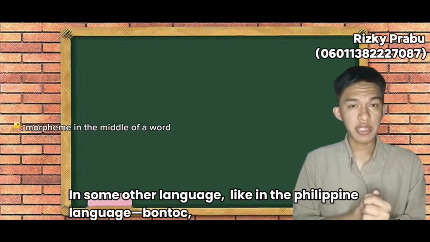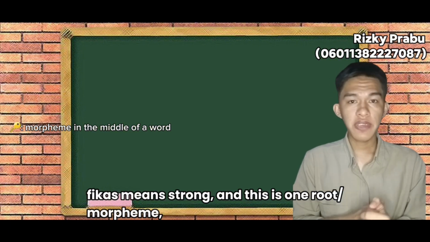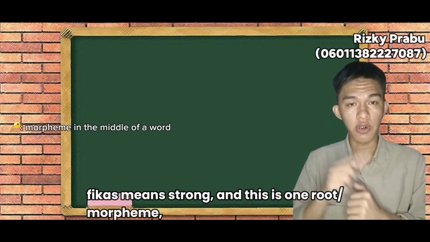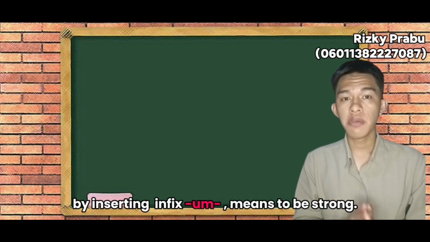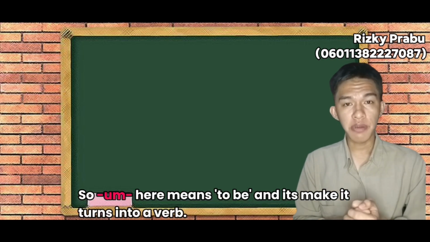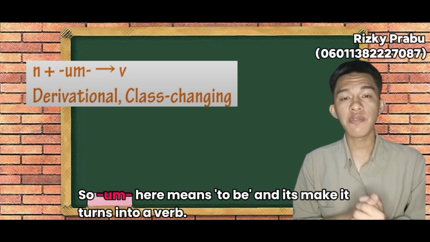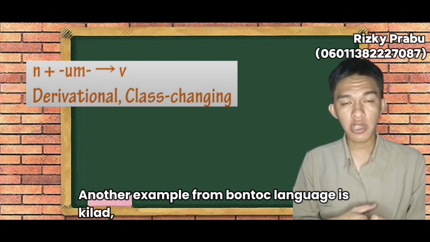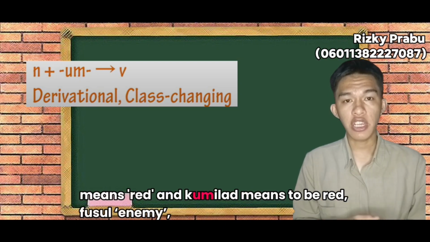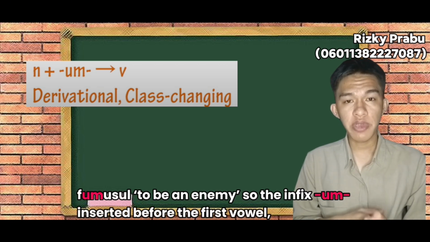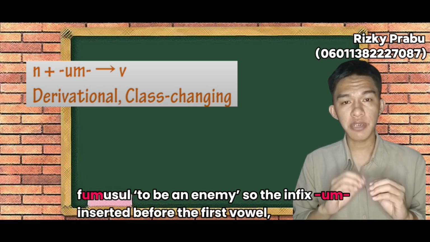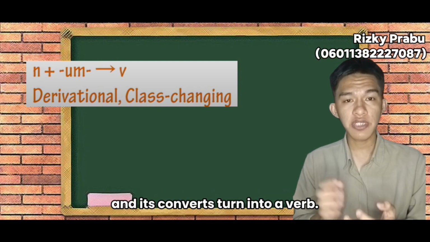In some other languages, like the Philippine language Bontok, fikas means strong, and this is one root or one morpheme, but we can break it. We can say fumikas by inserting the infix, which means to be strong. So the infix here means to be, and it turns the word into a verb. Another example from the Bontok language is kilat, which means red, and kumilat means to be red. Fusul means enemy. Fumusul means to be an enemy, so the infix here is inserted before the first vowel, and it is converted into a verb.